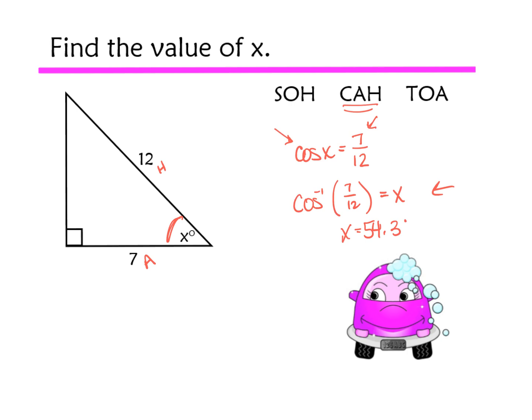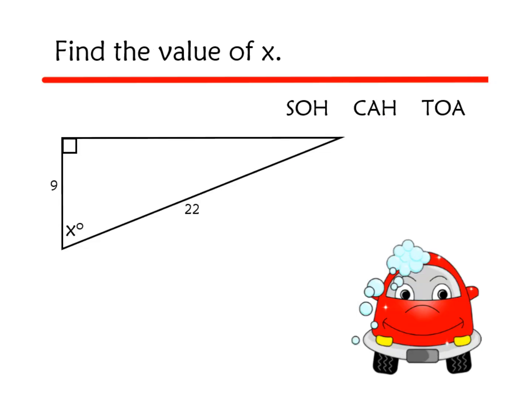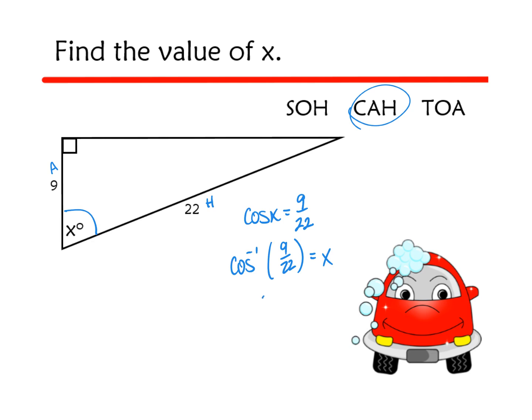All right, let's try another one. So we're solving for the angle again. 9 is the adjacent side. 22 is the hypotenuse, so we're going to be looking at cosine. So we have the cosine of my angle is equivalent to 9 over 22. We need to work backwards, so I'm going to do the inverse cosine of 9 over 22 is equal to what angle I'm trying to find. So I went second cosine and then 9 divided by 22. And I get 65.9 degrees.